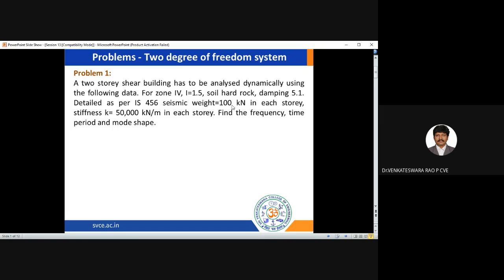And similarly, the stiffness is considered only for the columns, because the flexibility and all we have taken for the columns only. Okay. So they have given that stiffness K equal to 50,000 kilonewton per meter in each story; this comes from only the columns. The stiffness we have not taken for the beams and slabs.